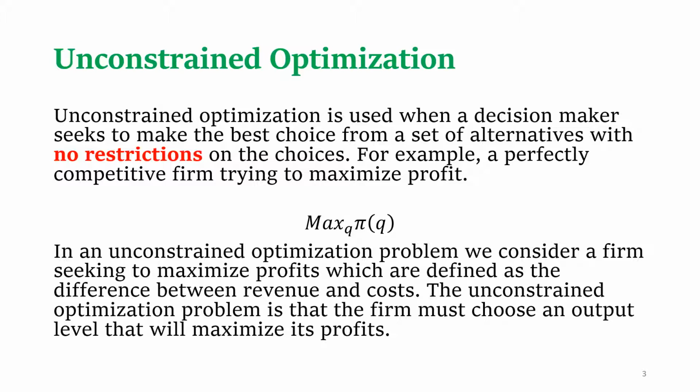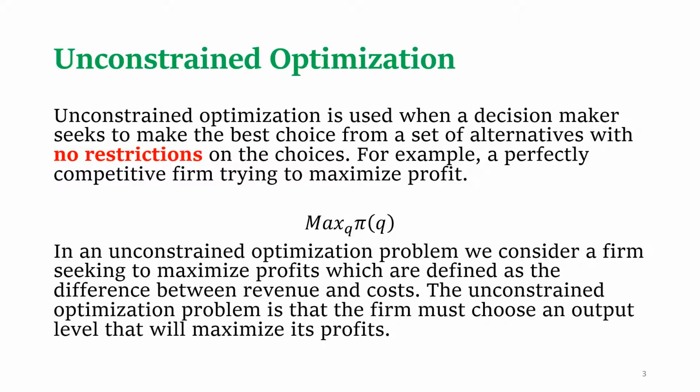For unconstrained optimization, we only concentrate on the objective function, which is what? To maximize profits. Or what? To minimize cost. Or to minimize electricity usage. Those sorts of things. So we are not going to deal with any restriction here. That makes this particular topic so easy to handle.